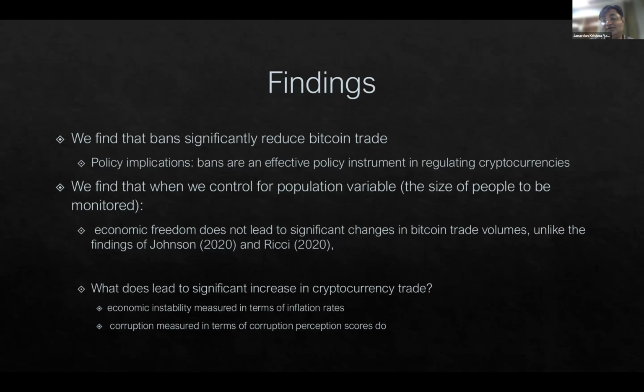And we find that what actually leads to a significant increase in cryptocurrency trade is economic instability in terms of inflation happening in the country, and corruption measured in terms of corruption perception scores.